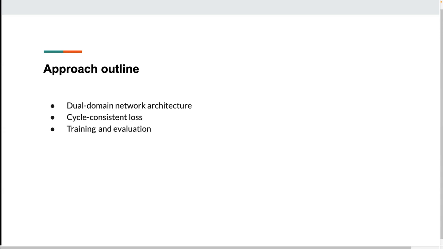Lastly, the training and the evaluation. The framework is trained on a data set of paired PET and CT images, and the performance is evaluated on a separate validation set using both qualitative and quantitative measures, including visual assessment by expert radiologists and SSIM and PSNR.